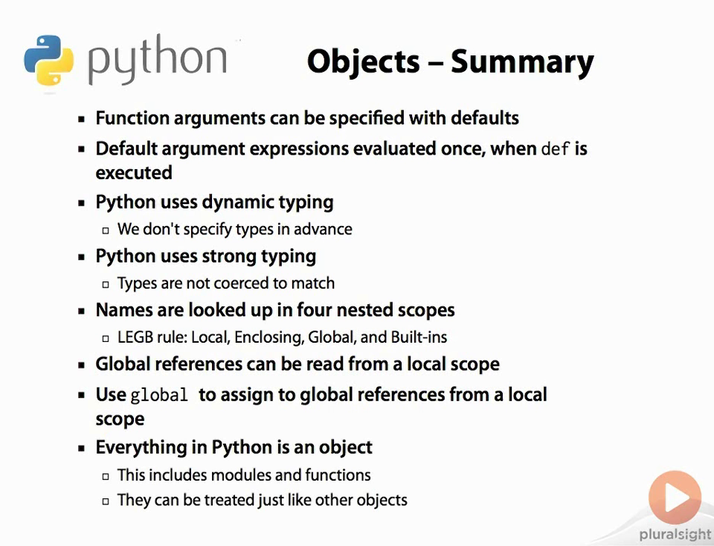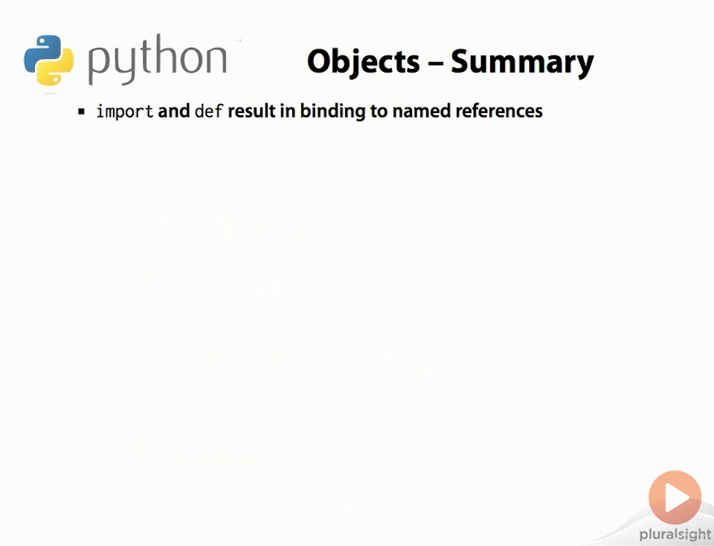Everything in Python is an object, including modules and functions. They can be treated just like other objects. The import and def keywords result in binding to named references. The built-in type function can be used to determine the type of an object.